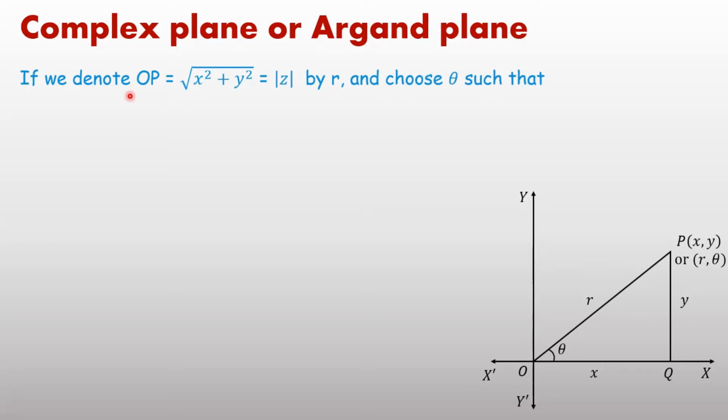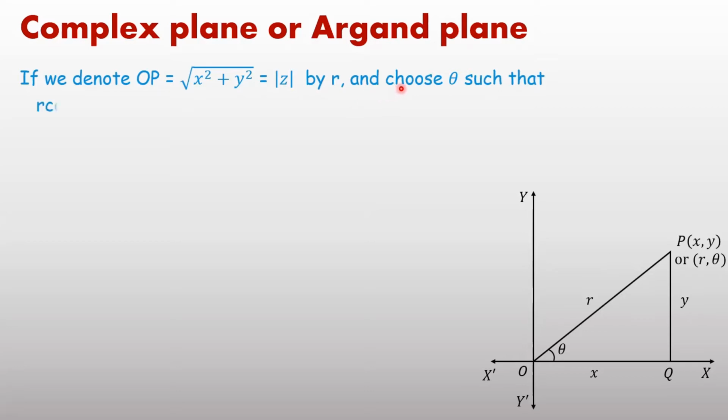Therefore, we can write the distance of point P from the origin, OP, as under root x square plus y square, because you can easily apply the Pythagoras theorem in triangle OPQ, and x square plus y square equals r square, where r is mod z. Therefore, OP equals under root x square plus y square, which is equal to mod z, denoted by r.